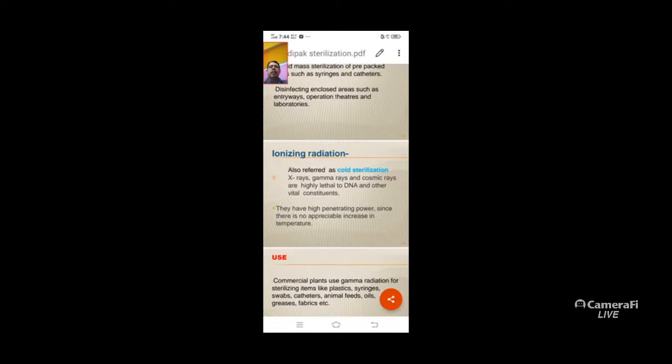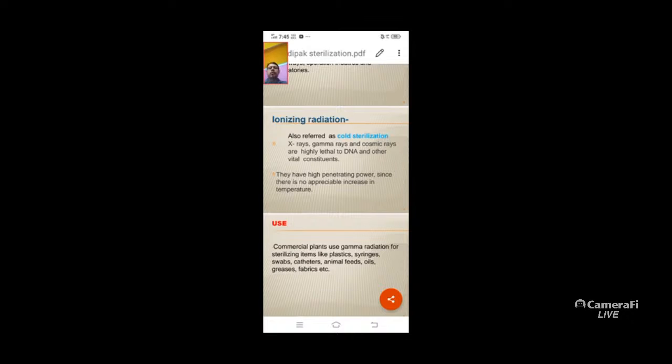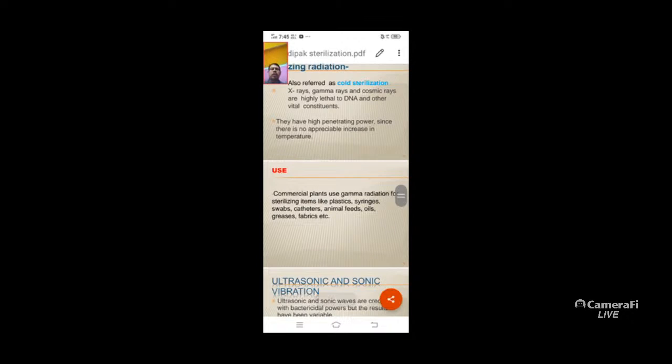It is called cold sterilization because ionizing radiation produces sterilization but no temperature is produced. Number one, X-ray, gamma ray, and cosmic ray are highly lethal to DNA. Basically these rays have a denaturing or lethal effect on DNA and other viral constituents. So they have high penetration power, and there is no appreciable temperature. Basically it is used in commercial plants because it is very costly.